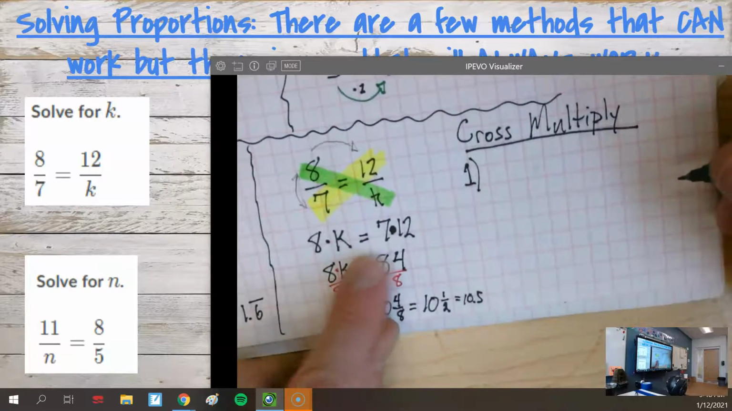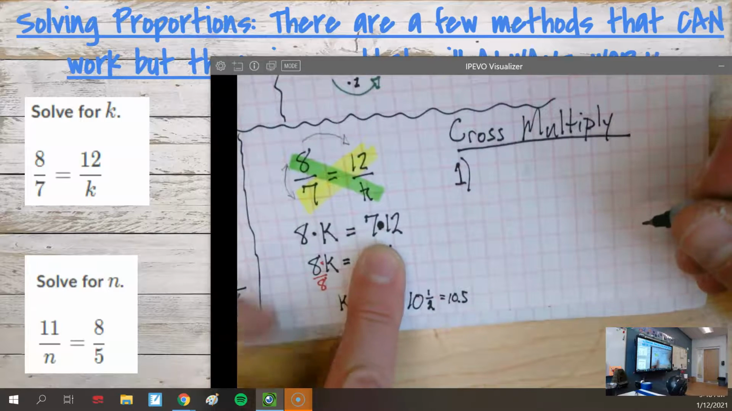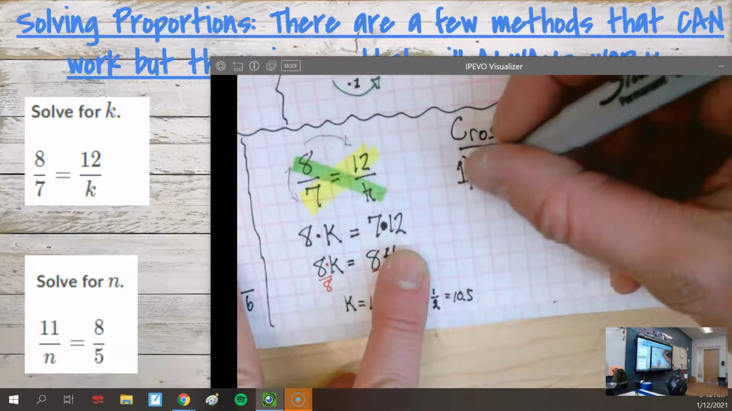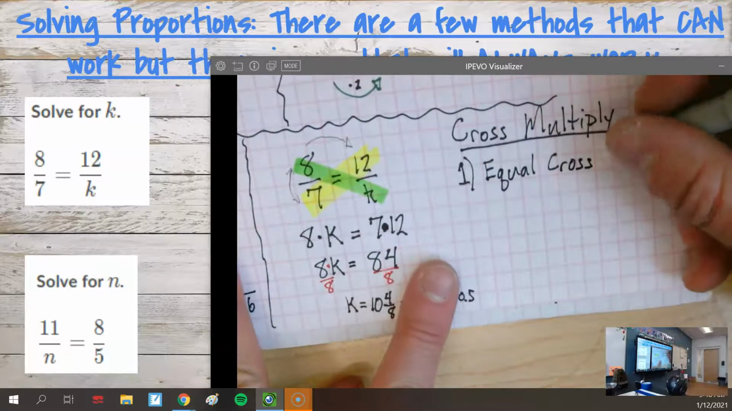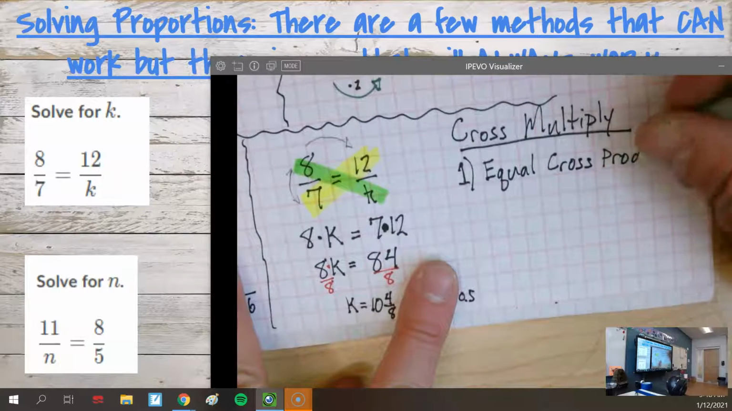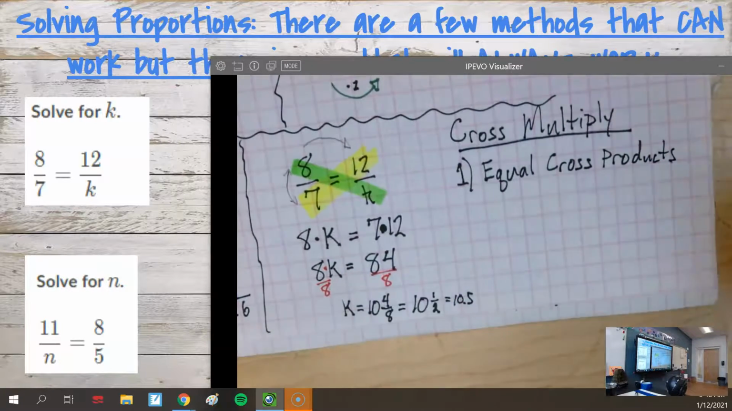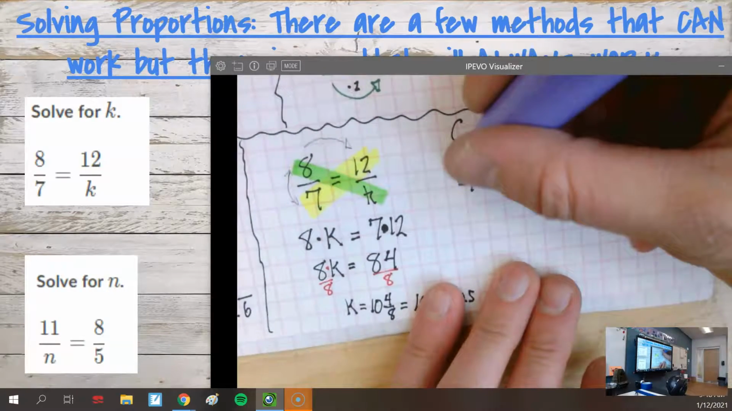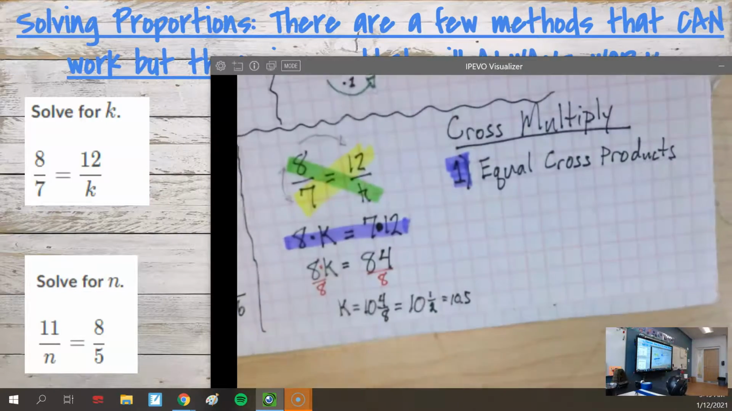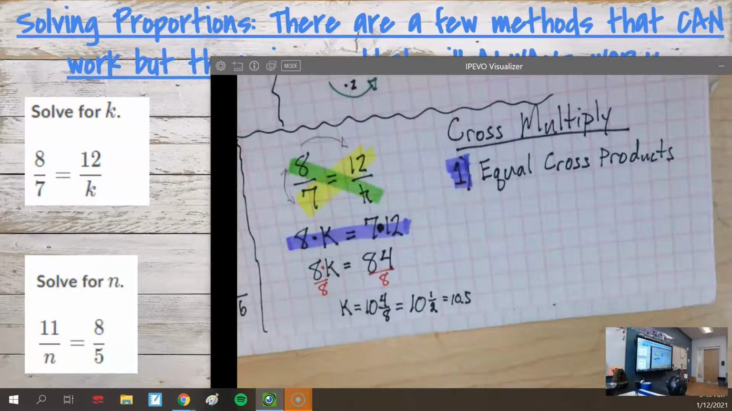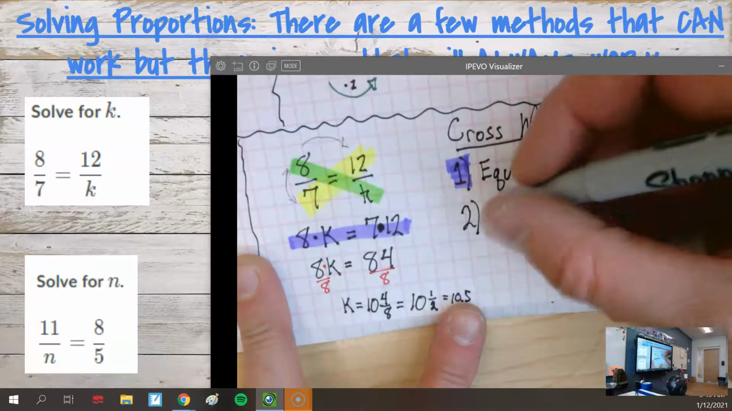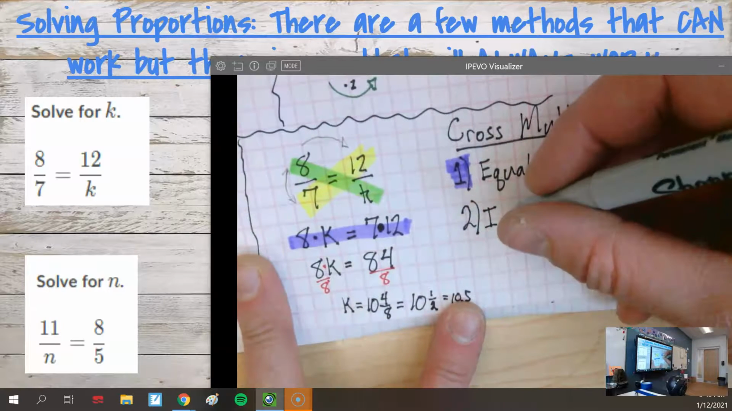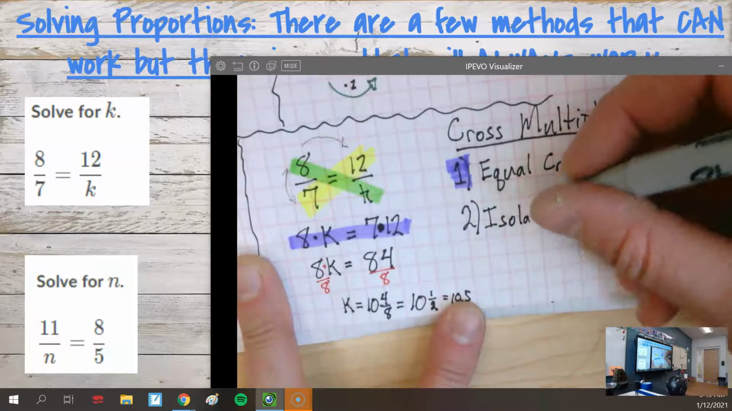Step 1 that we did right here is to make equal cross products. So we multiply the diagonal terms, equal cross products. Then we use inverse operations to isolate the variable.